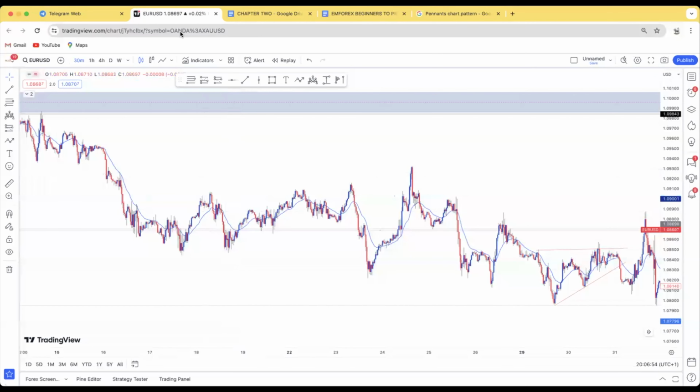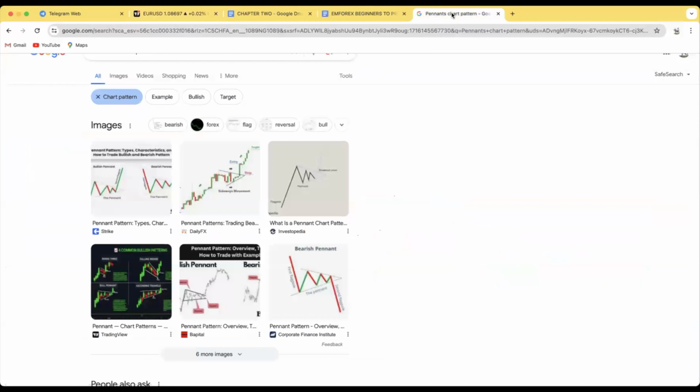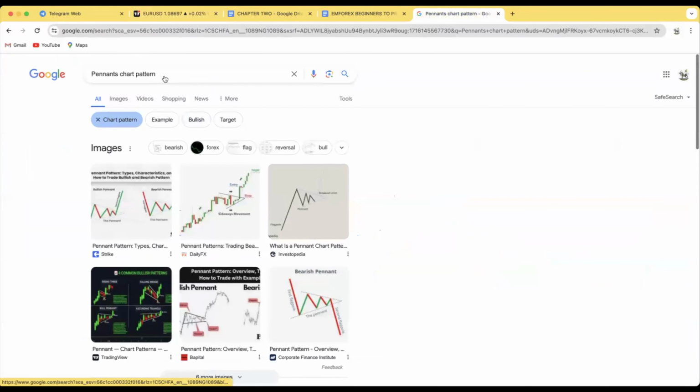Let's see, this is what we are looking out for. Price pushing up, and then giving us something like this. It can either break to the downside or break to the upside. It's just like a flag. Let's see how the online version looks.